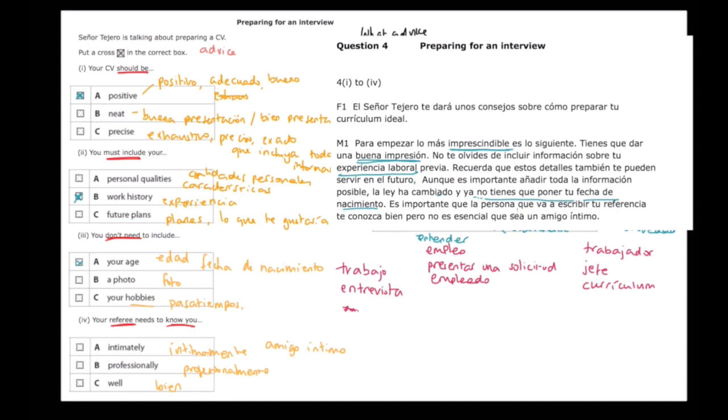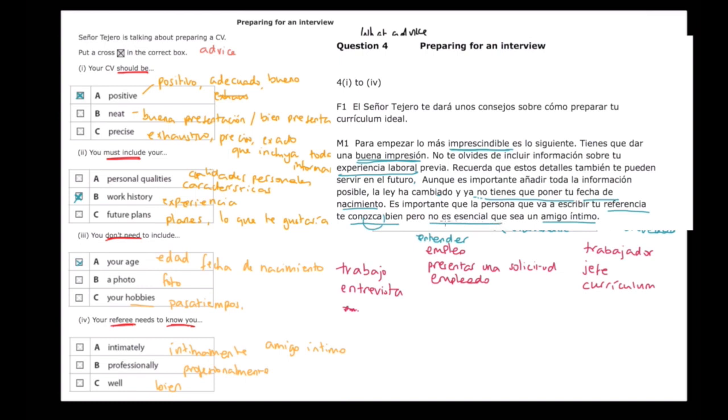Es importante que la persona que va a escribir tu referencia, so la persona que va a escribir tu referencia, notice in Spanish we don't really have a word for referee. We do for sport, but not so much in this context, in the job context. Te conozca bien, so knows you well. Notice conozca, this is a subjunctive. Pero no es esencial que sea un amigo íntimo. Notice how no es esencial que.